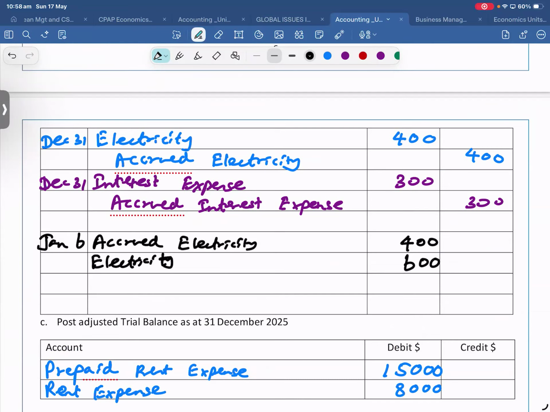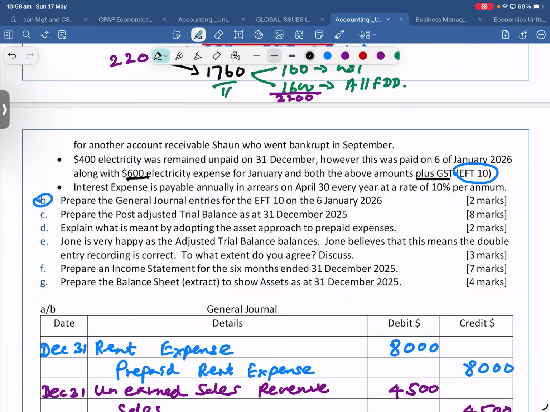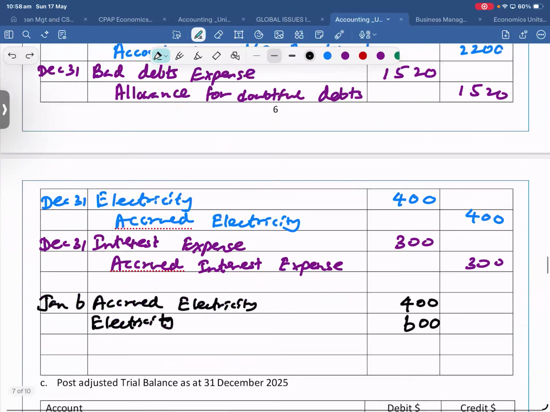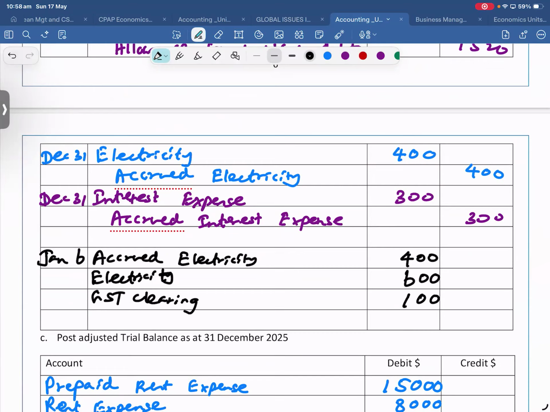Okay. Then what is the next one? Debit 1,000. No. This one has, what is it? See, oh, GST. So GST clearing, debit or credit? Debit. Why? Because we are paying. Our GST liability decreases. Liability decrease debit, and you credit the bank.